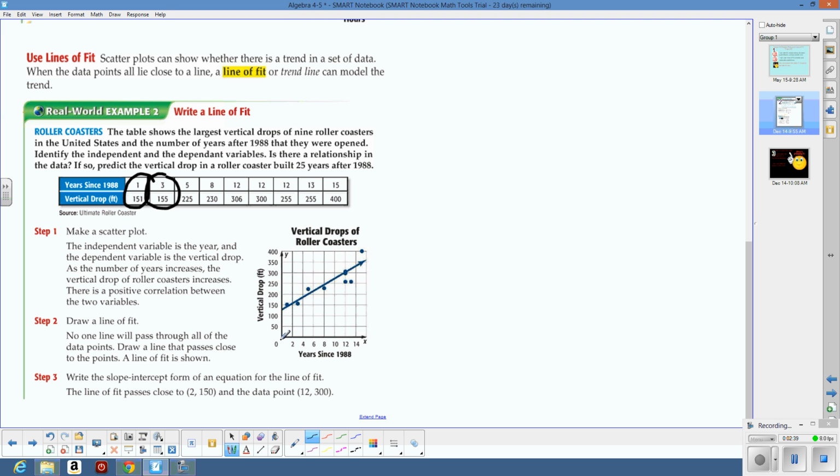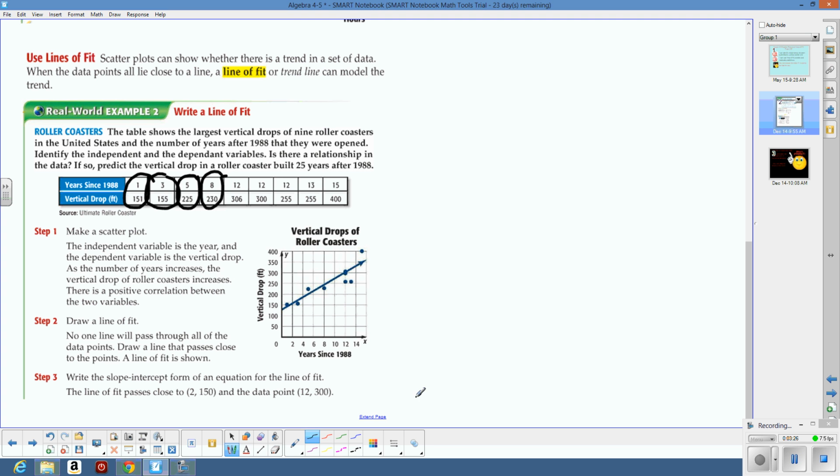So if we want to make a scatter plot, we're going to put the years since 1988 on the bottom, vertical drop going along the side. You want to make sure you have equal intervals on your x and y axis. And then each one of these data points is going to be a point on the graph. So 1 year since 1988, it was 151. 3 years since 1988, it's going to be 155. 5 years since 1988, it's going to be 225. And then 8 years since 1988 is going to be 230. So you'd continue on and plot each one of these points on the graph.